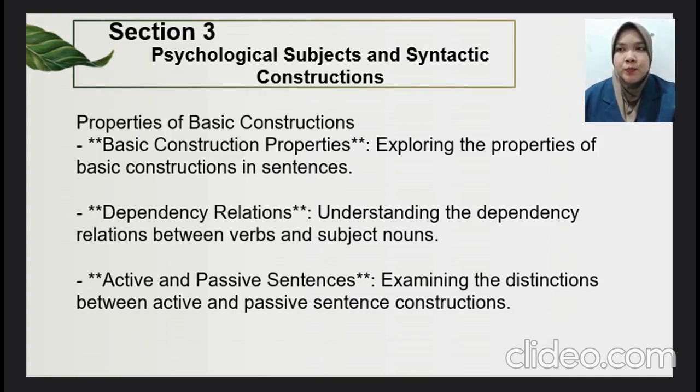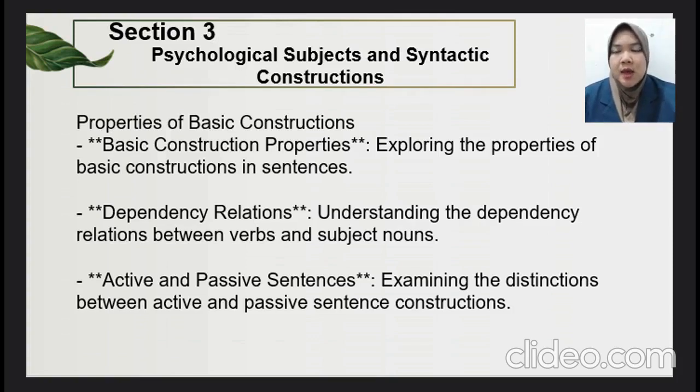And number 2, dependency relations, is understanding that the dependency relation between verbs and subject nouns is crucial for identifying how the subject controls or influences the action expressed by the verb. Example, in the sentence, "the cat chases the mouse," the subject, the cat, controls the action of chasing.